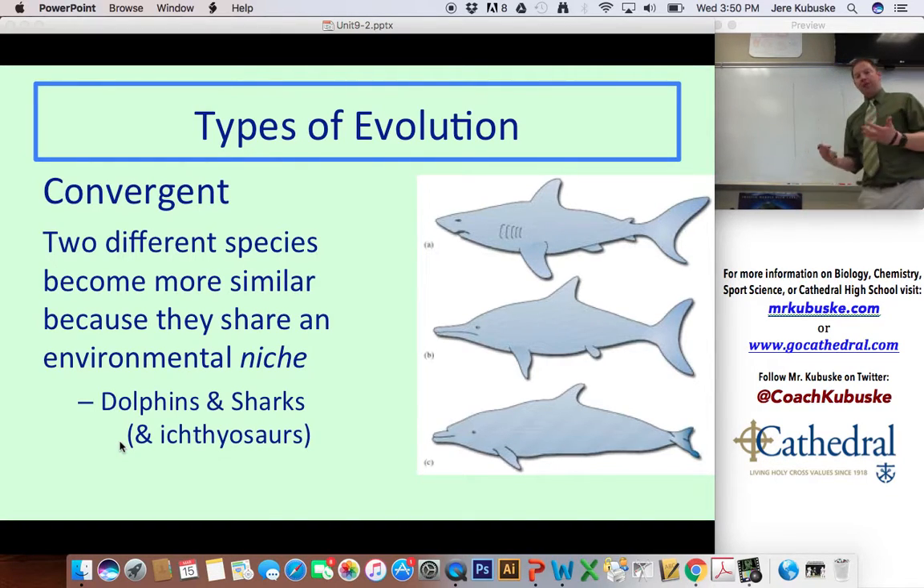So will they ever be the same species? Will they ever be able to reproduce? No, absolutely not. One here is a fish, the bottom one is a reptile, and the middle one is a mammal. Those are completely different organisms. But evolutionarily, they're converging and occupying the same niche and start to look more and more similar. So that's convergence. In other words, they're getting onto the highway in that case.